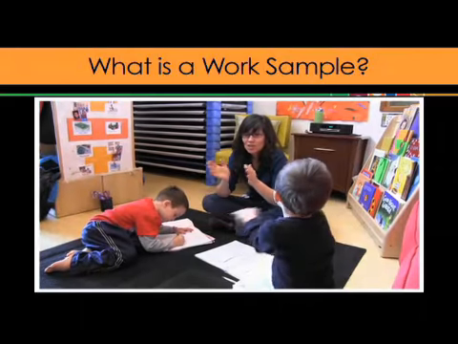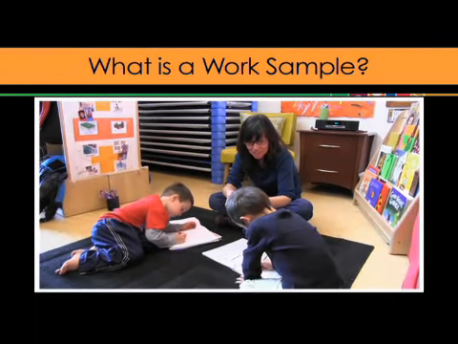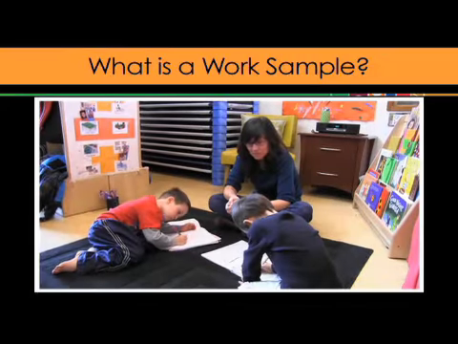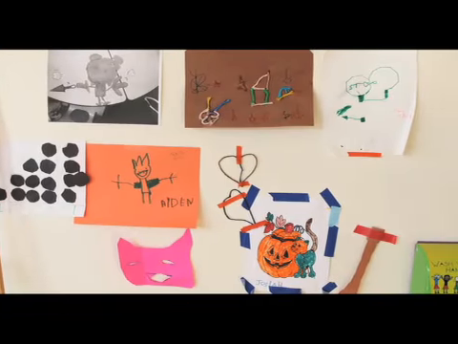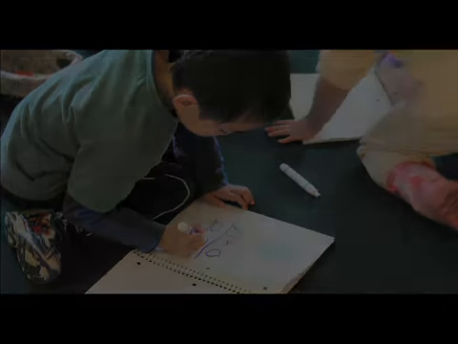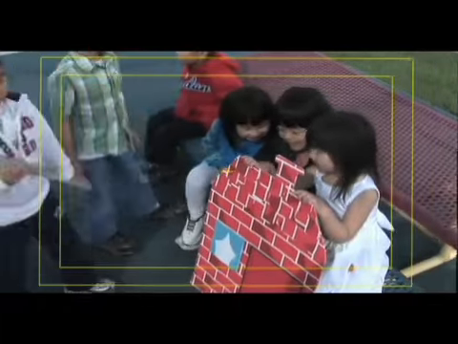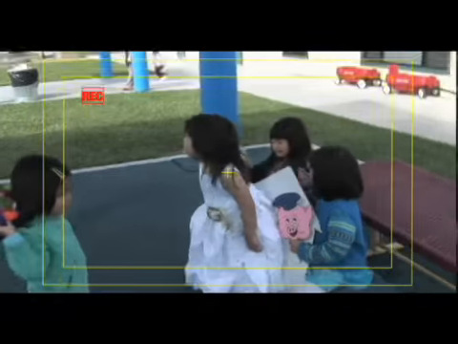First of all, what is a work sample? It is an example of a child's work that illustrates effort, progress, and achievement over time. A work sample might be a child's drawing or painting, examples of writing, pages from the child's journal, photographs of a child's work, or audio or video recordings. There will be more about using video in another module.